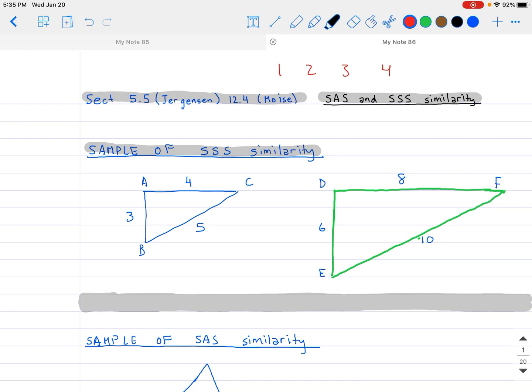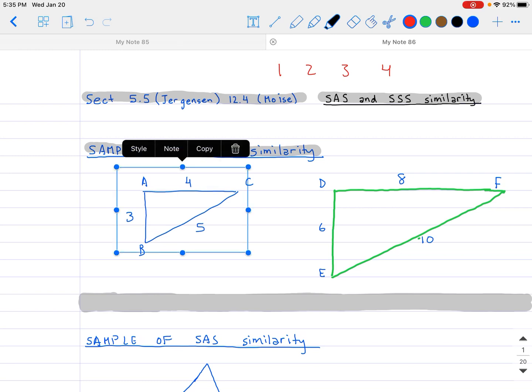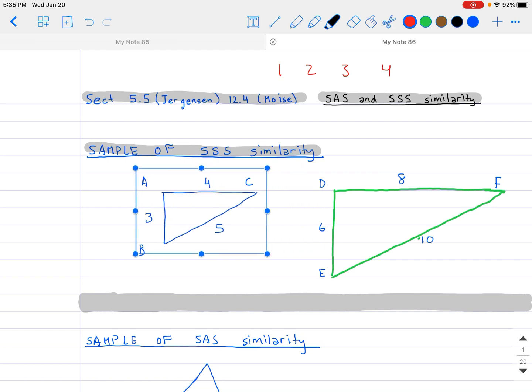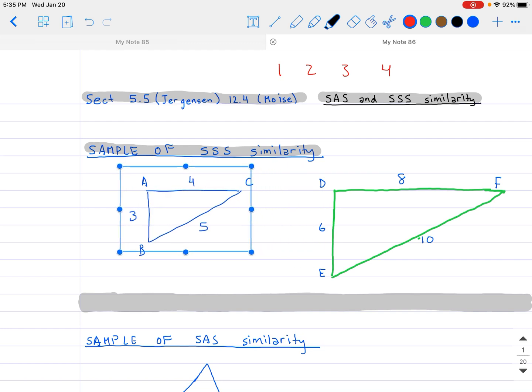Notice the triangle on the left, we have a 3, 4, 5 triangle. And then the triangle on the right, we have a 6, 8, 10 triangle. Now, if we overlap them, then we can definitely see that they are proportional to each other. Let me see if I can show that right here. If I overlap them, you can see that the triangles are going to be similar to each other. So that's what I need to prove.